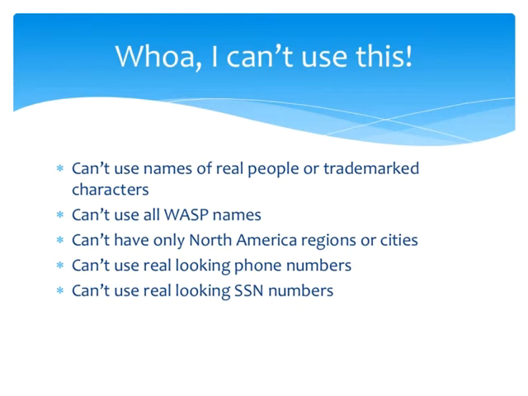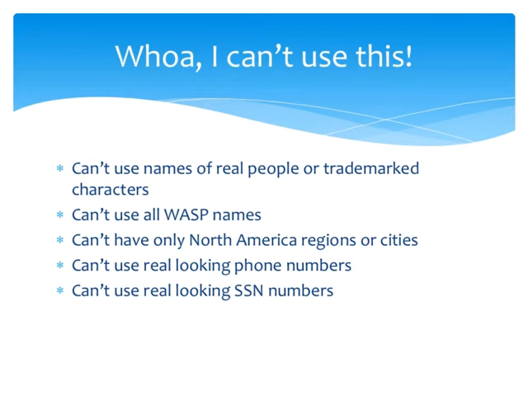You can't use just North American regions. Some of the regions' names were things like Midwest. Well, someone in India or China or Europe is not going to understand what that means unless they know the US. So that had to go. Those sorts of things had to go. You can't use real-looking phone numbers or social security numbers. So you have to fake that too.